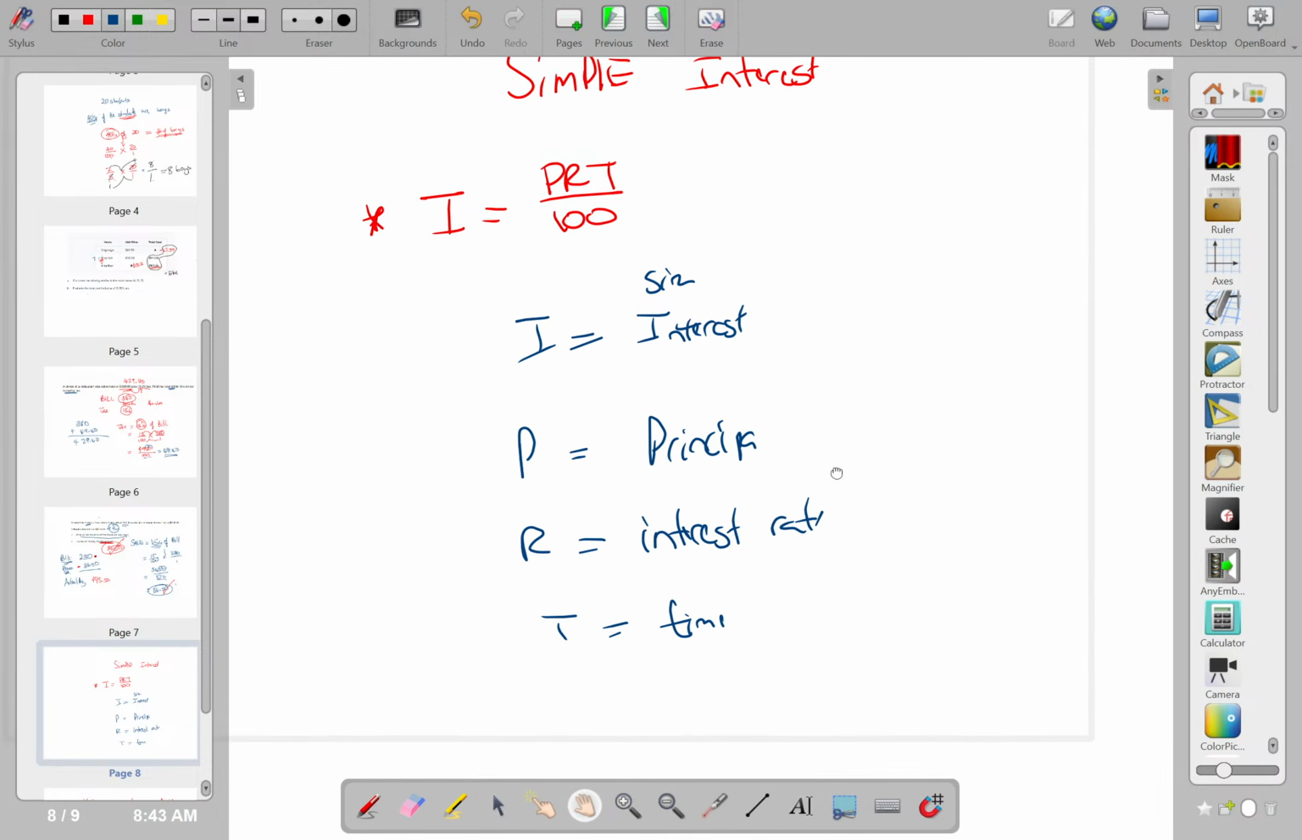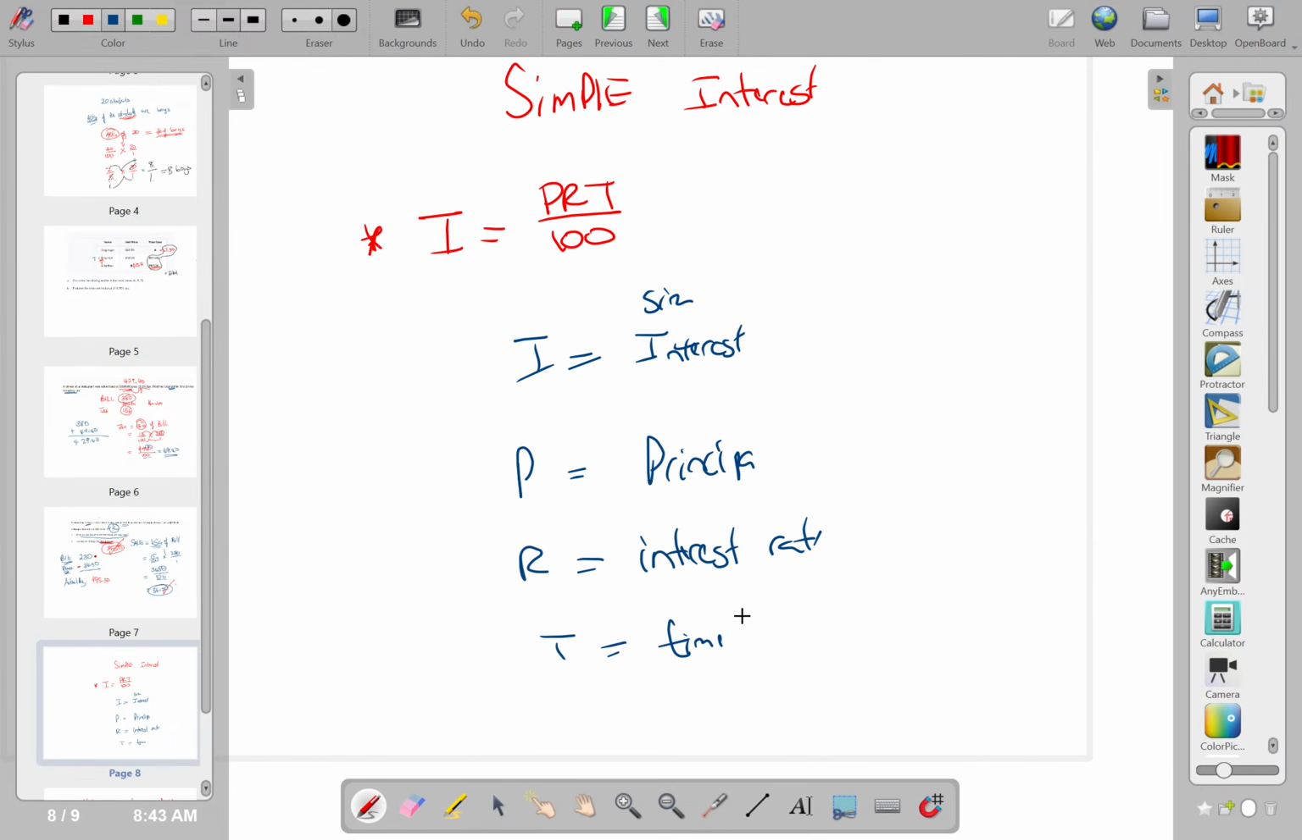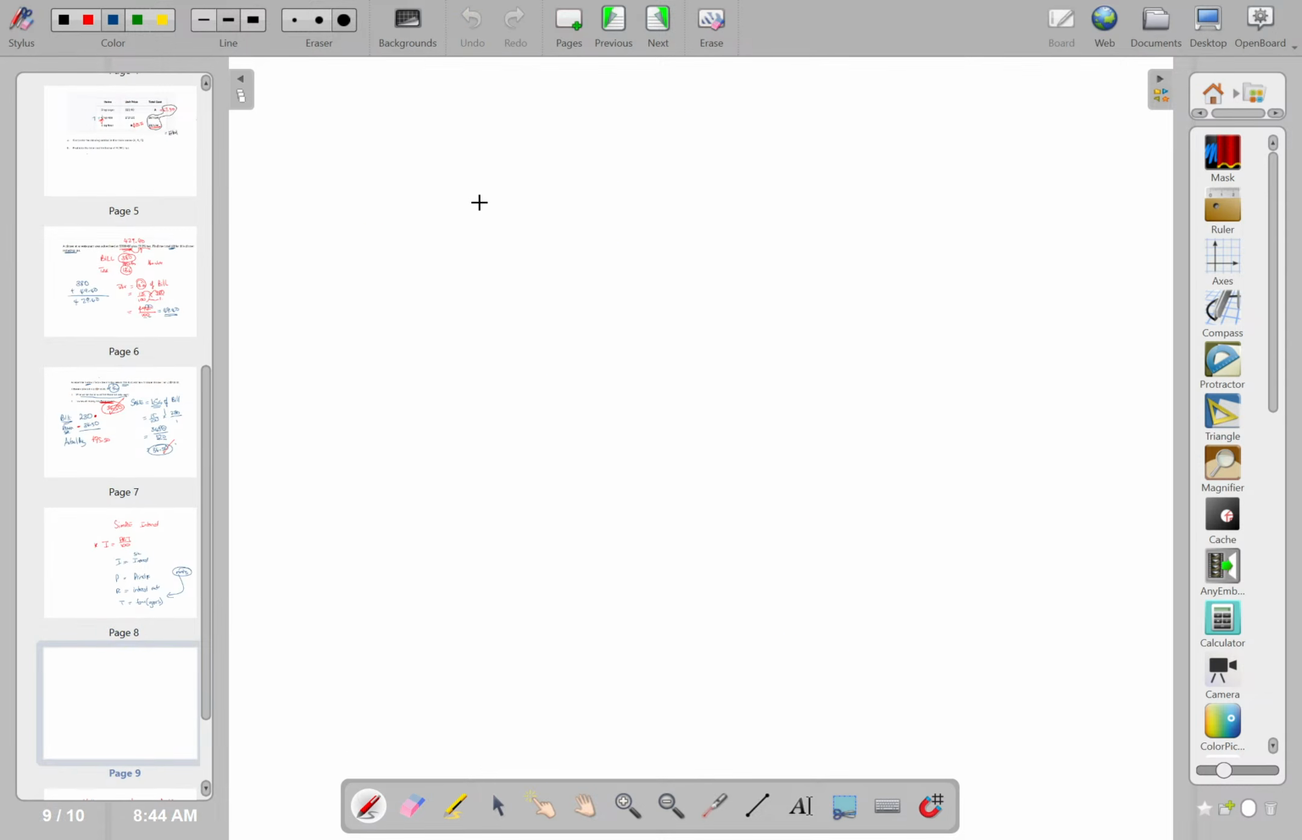Now, everybody in my class is supposed to know time must always be in years. So sometimes I might give you the time in months, and you must convert it into years. Let's see how we can do that real quick. If I gave you 8 months, how many years is that?